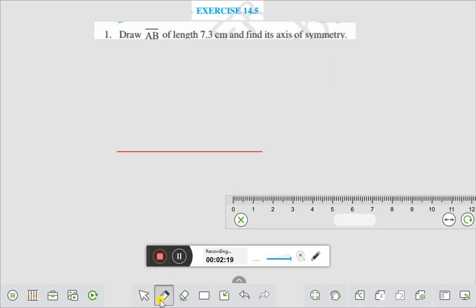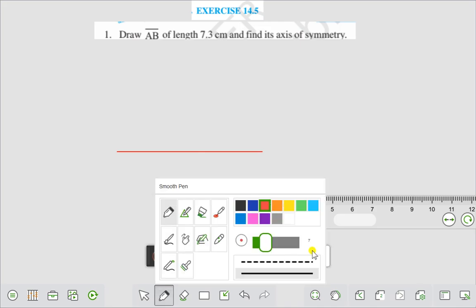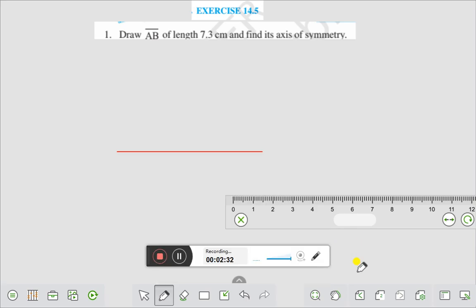First, let us write the name of this line. The name of this line is AB. Here it is AB. We are writing the name here, A, and this is B. Right? Now find its axis of symmetry. To find the axis of symmetry, we have to bisect this line segment, right?